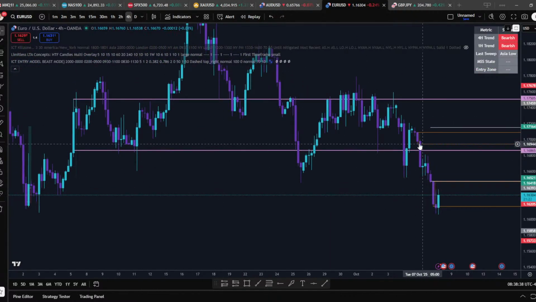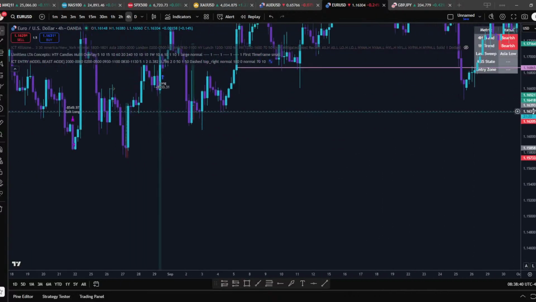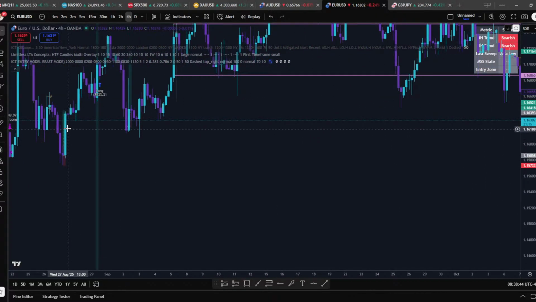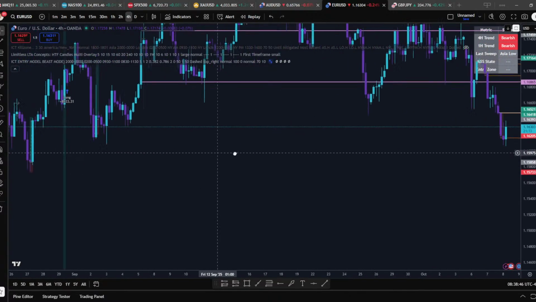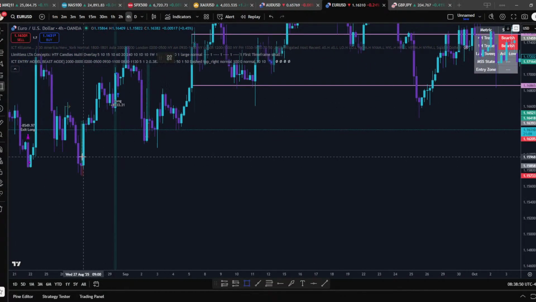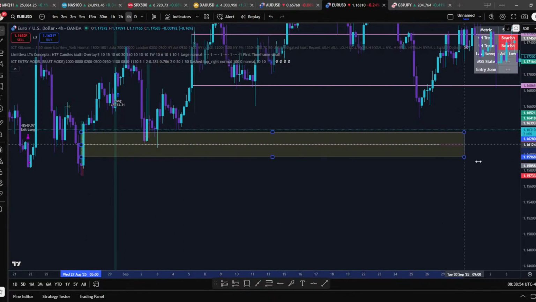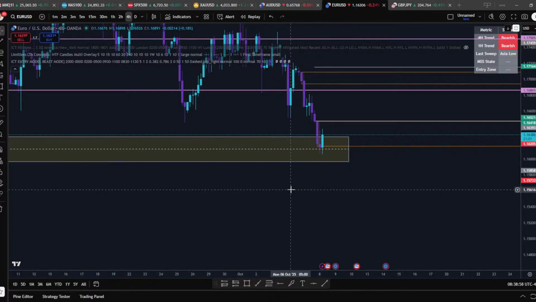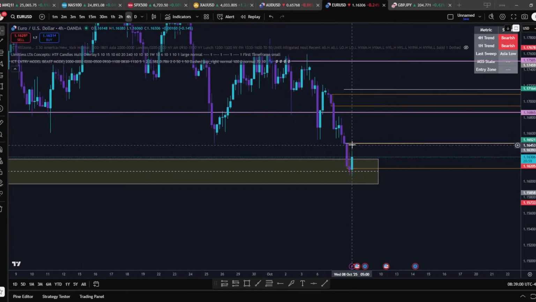We have fair value gaps at the top. We have a fair value gap here that it's currently in. So if we draw it up, there to there, it's been tested and respected now a few times. So if this inverses this fair value gap, then we are definitely coming up to this one, and then to that one, and so on and so on, right?